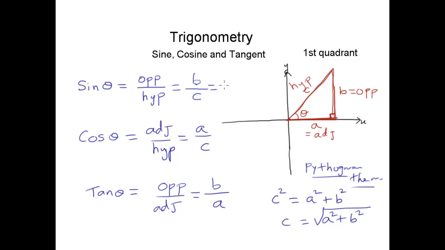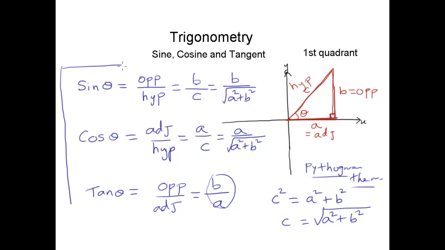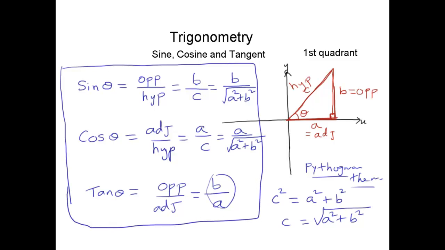So now this would be the opposite side B over what is C? The square root of A squared plus B squared. Now about cosine, adjacent side A over C, the square root of A squared plus B squared. How about tangent? There is no hypotenuse in tangent, so don't worry about it. So it's just B over A. So these are very important formulas in trigonometry, especially the formulas here. Very, very critical.